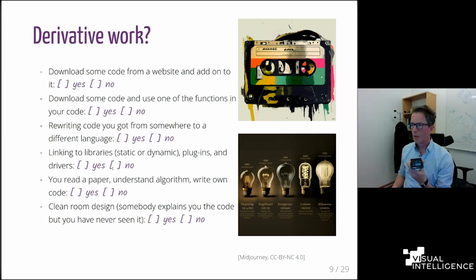What if you find a MATLAB code and you rewrite it completely into a different language? Now you rewrite it into C++ and it's unrecognizable. There is not a single line that is the same. Is this derivative work? How about linking to libraries? How about if you read a paper and you implement the algorithm? How about if somebody explains the algorithm to you, but you never see the code?